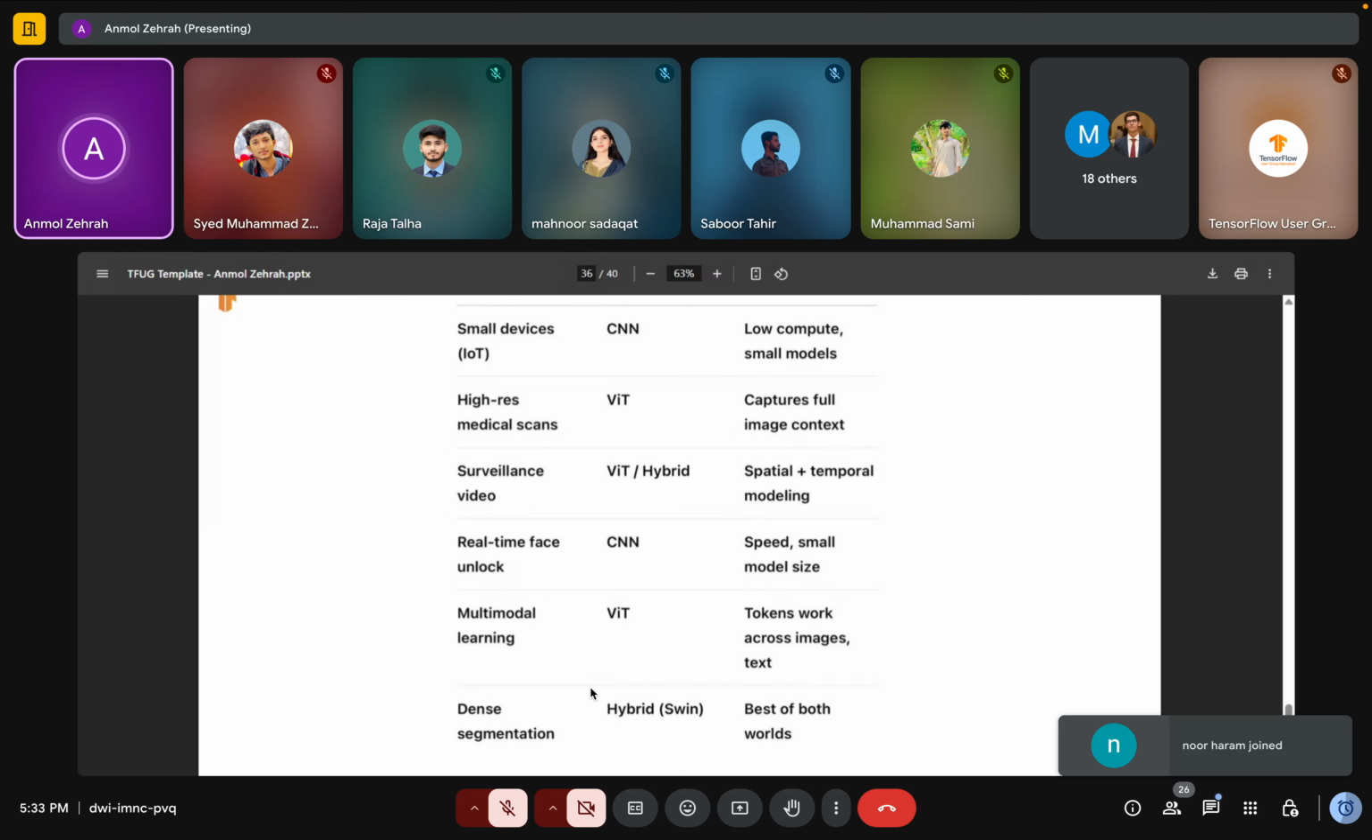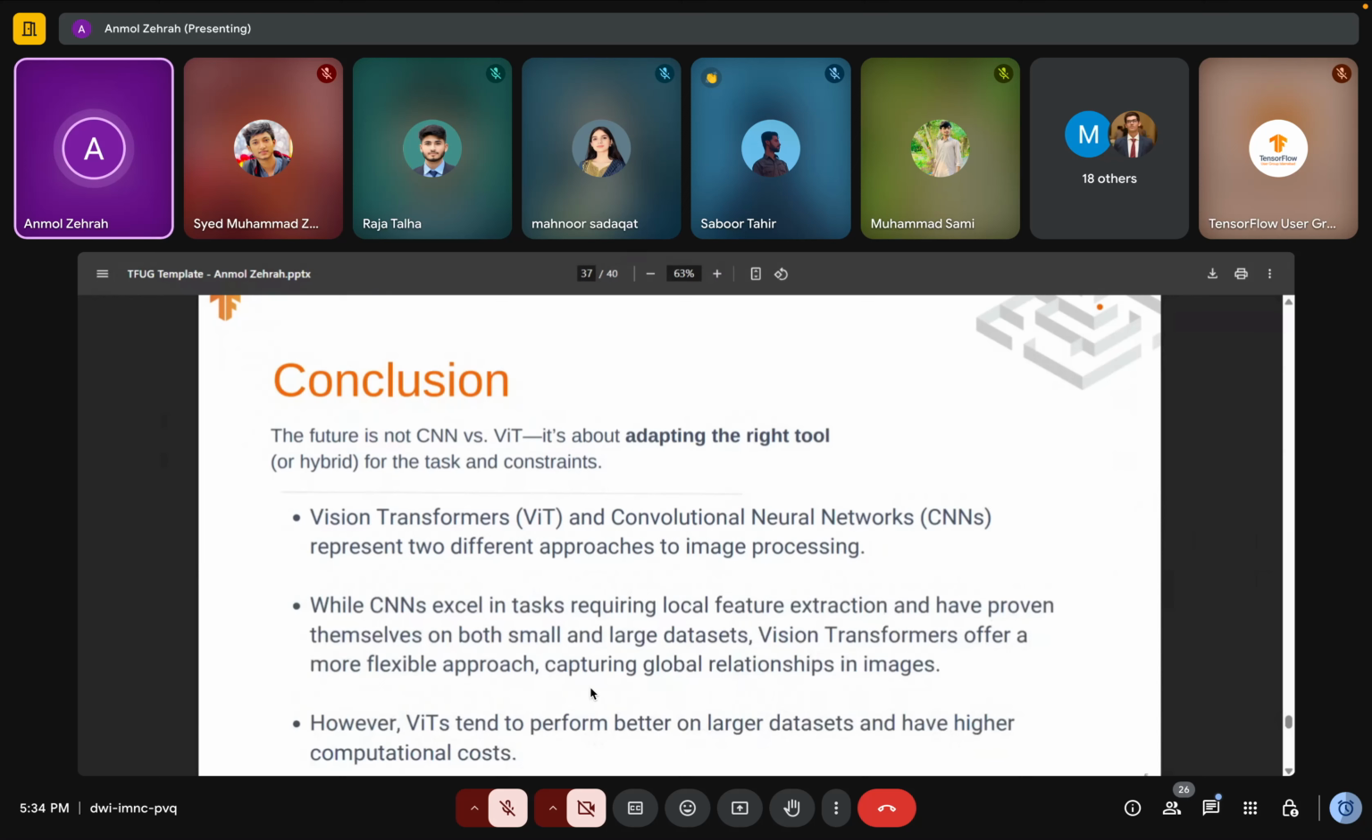Okay, now coming to the conclusion, we can say that vision transformers and CNNs both offer two distinct approaches to image processing. While CNNs excel at local feature extraction and work well with both large and small data sets, VITs provide a very flexible approach that captures the global relationships in images, right? VITs typically perform better on large data sets, but they come with a very high computational cost as well.